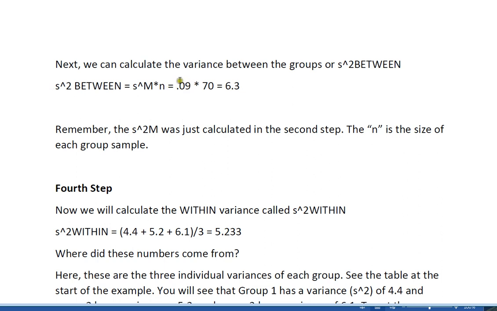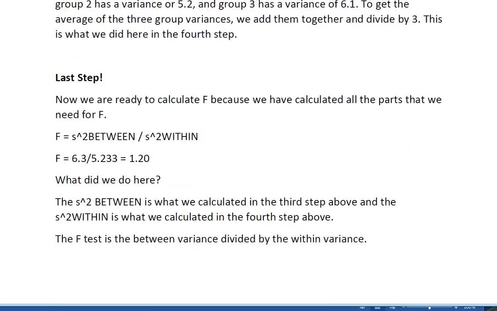We took that value that we just calculated and multiplied it by our individual group sample size. All of our groups have the same sample size of 70, so we can use that number easily. If not, we take the average group size and use that number. Now we have the variance between, which is one of the values we're going to use in our f-test itself. Let's look at that quickly. Notice the variance between is 6.3. When I scroll down here, there's that 6.3. That's the numerator of my f-test.